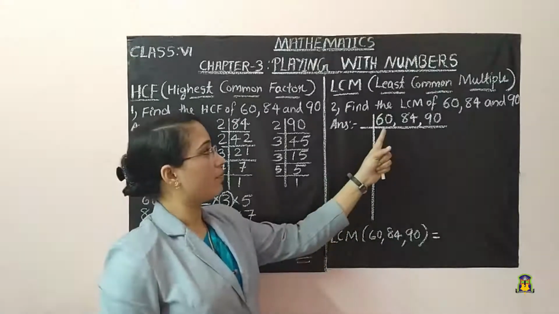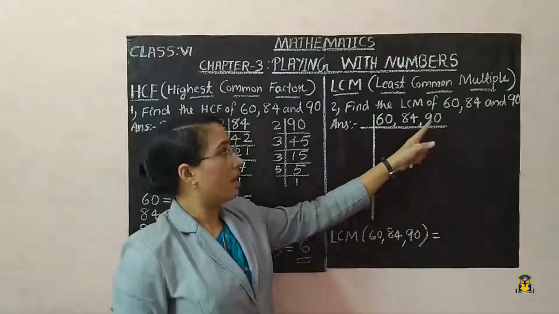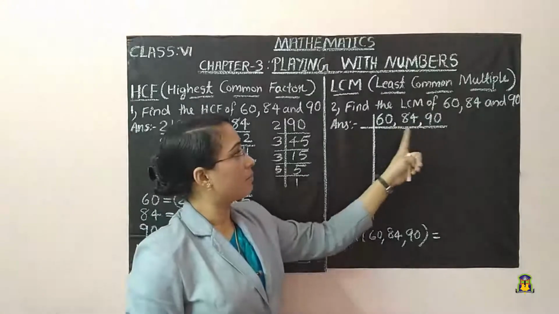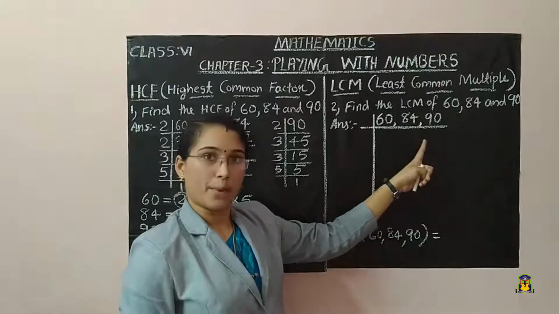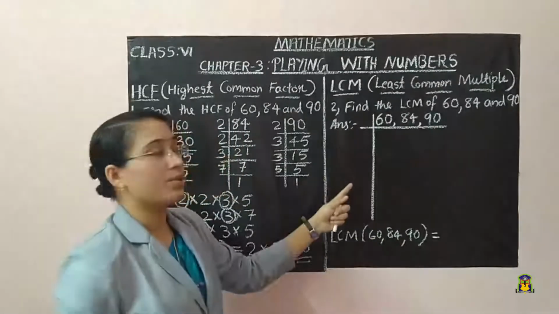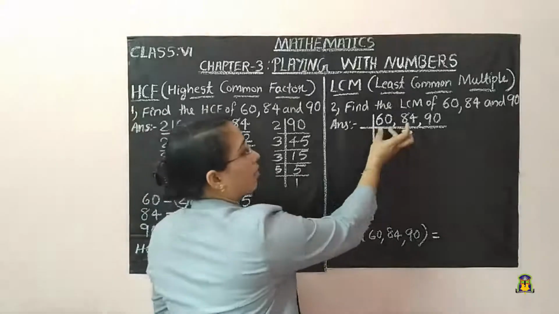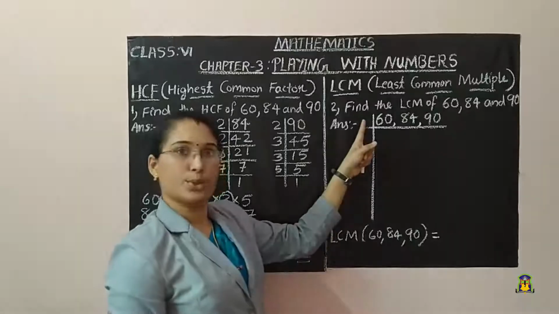Division method means we write all the numbers together in a row. How many numbers are given? 3 numbers are given. So we write the 3 numbers separated with commas. Then here also we take the prime numbers. If 2 is possible for any one of the numbers, you can write 2 here.